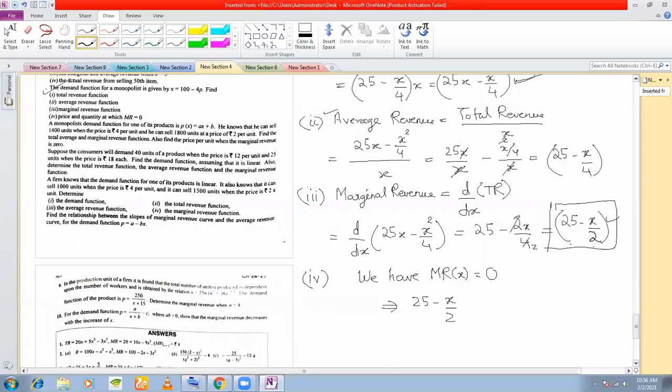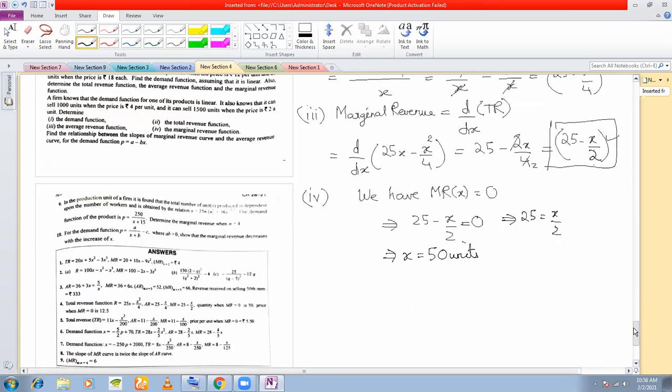So you get 25 minus X by 2 is equal to 0. That means 25 is equal to X by 2. That means X must be equal to 50 units. So what is the quantity at which marginal revenue is 0? 50 units, right?